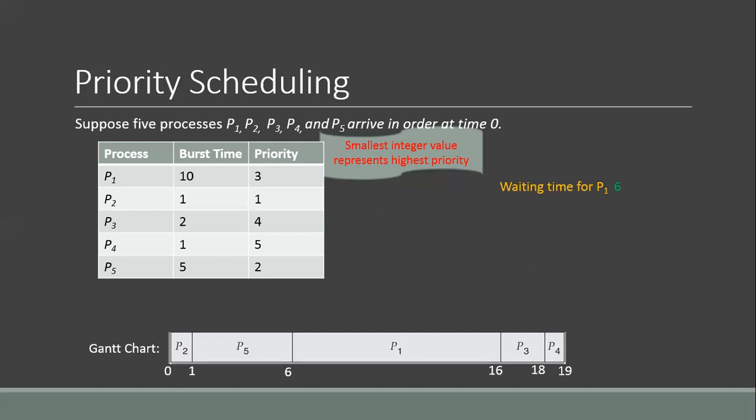By looking at this chart, we can find that the waiting time for process P1 is 6 because process P1 started its execution at time 6. And all the processes arrived at the same time, at time 0. So process P1 has been waiting for 6 time units in the ready queue. The waiting time for process P2 is 0 because it started its execution as soon as it arrived in the ready queue.